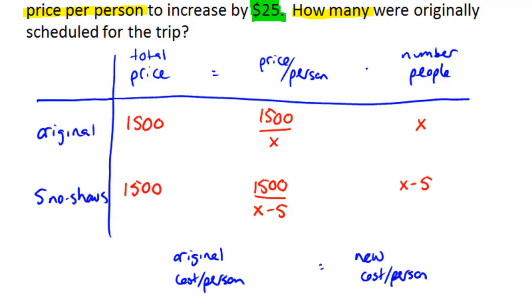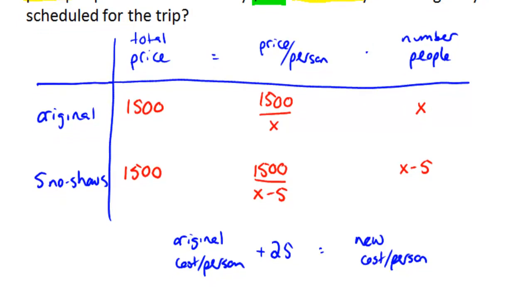The original cost per person was a certain amount, and then when 5 people failed to show up, then people had to pay $25 more. So the way to look at that is that the original cost was lower and that the new cost was higher. So we're going to have to add $25 to the lower cost to get the new cost. If you're confused by that, put some numbers in instead and say if the original cost per person was $100, the new cost would have to be higher than that, $125. So what we've done is we've added $25 to the original cost.